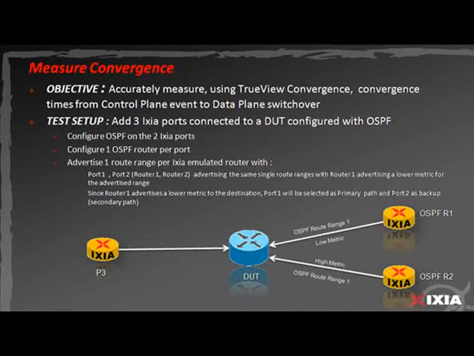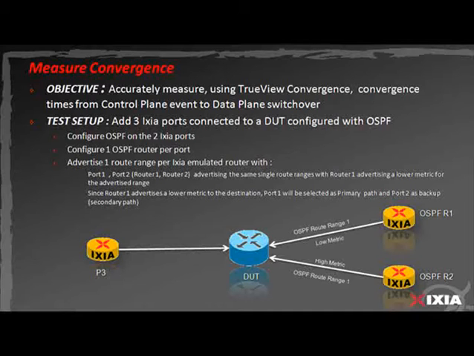Chapter 1. The test topology. In this chapter, we will explain the test topology used for the remainder of this video tutorial to indicate how IXIA calculates convergence times. The objective of this particular test, as mentioned, is to accurately measure, using IXIA's TrueView convergence, the convergence times for a triggering control plane event all the way to a data plane switchover.